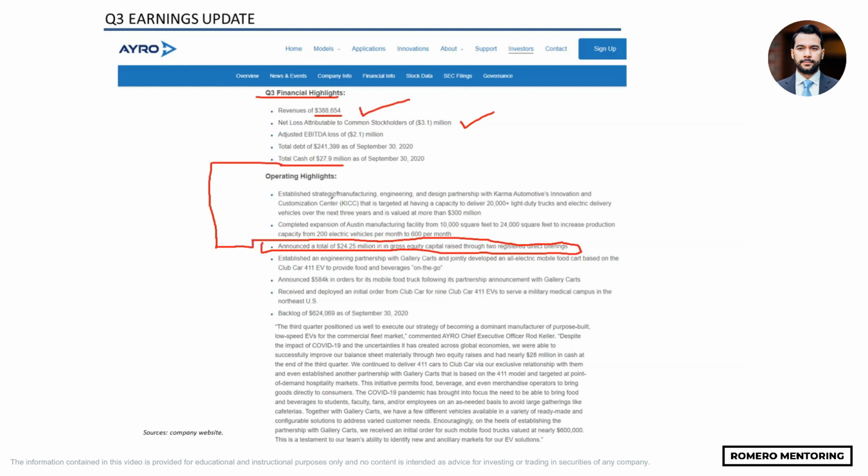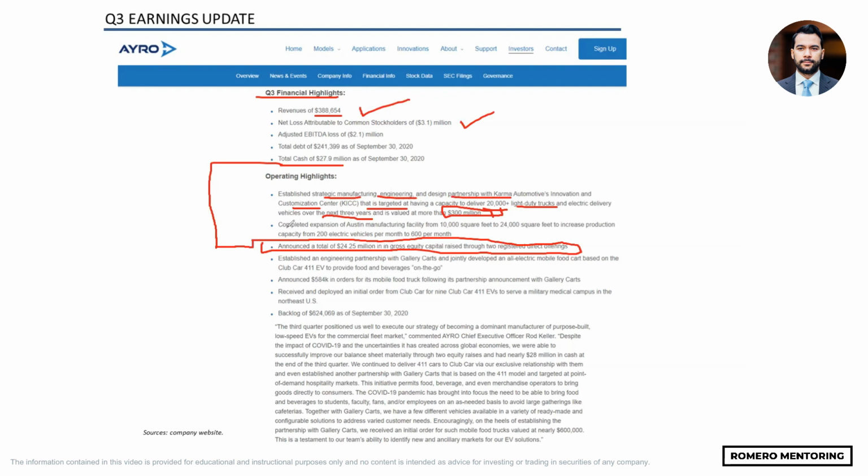In addition to that, they established strategic engineering and design partnerships with Karma Automotive and a customization center that is targeted at having a capacity to deliver 20,000 light trucks and electric vehicles over the next 3 years. So this 20,000 delivery is estimated to be approximately $300 million. Okay, so can we do a mini model around this? Can we do our own estimates to see if this is actually feasible? Can they actually achieve this?